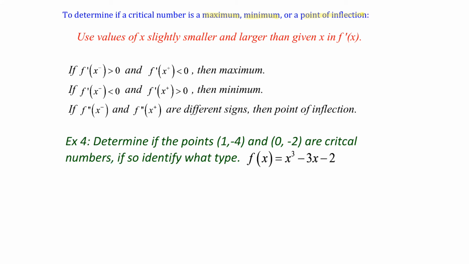So we're going to use the values of x slightly smaller and larger than the given x, okay? And we're going to do this in the derivative because this is going to talk about the slope of that point before and after. And if it's a relative max, as we had talked about, it'll be positive to the left and then negative to the right. And I'll show you that again. So what you see down below here is if the derivative of x to the left is greater than 0, and if the derivative of x to the right is less than 0, then it's a maximum.